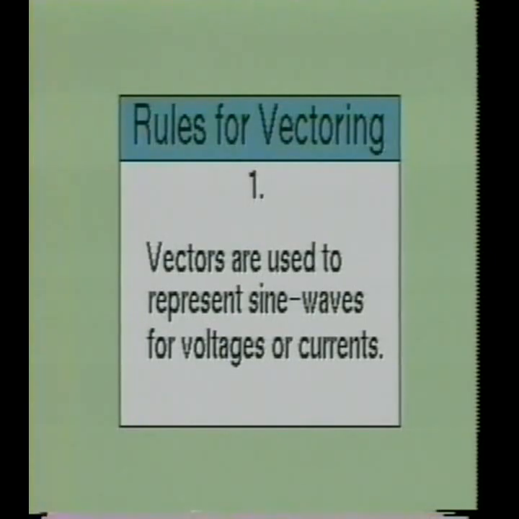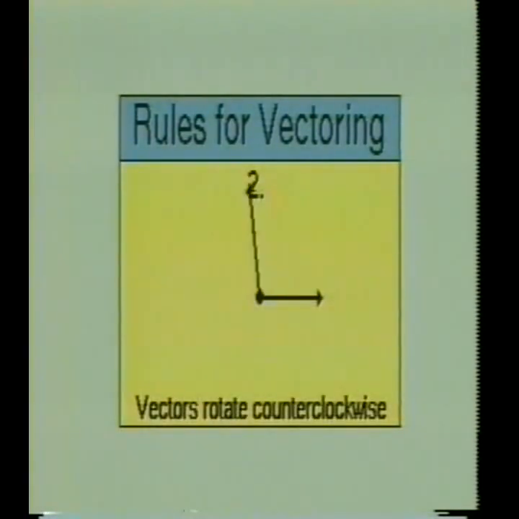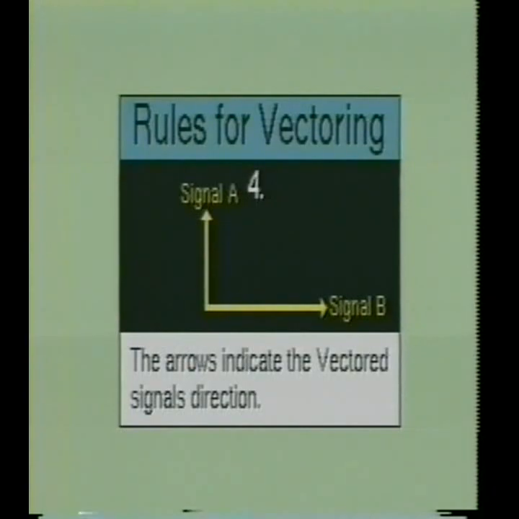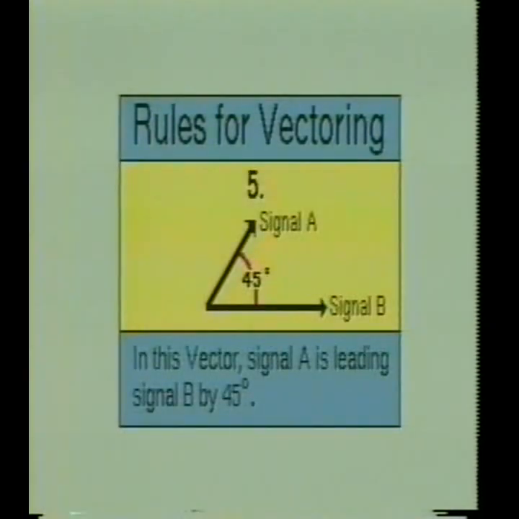There are 5 rules you should remember when working with vectors. 1. A vector may be used to represent a sine wave of voltage or current. 2. A vector can rotate one full revolution in a counterclockwise direction. 3. The length of a vector represents the amplitude of the signal. 4. A vector has direction as indicated by the arrow. And 5. The phase relationship of two sine waves may be indicated by the angle between the vectors used to represent these waves.